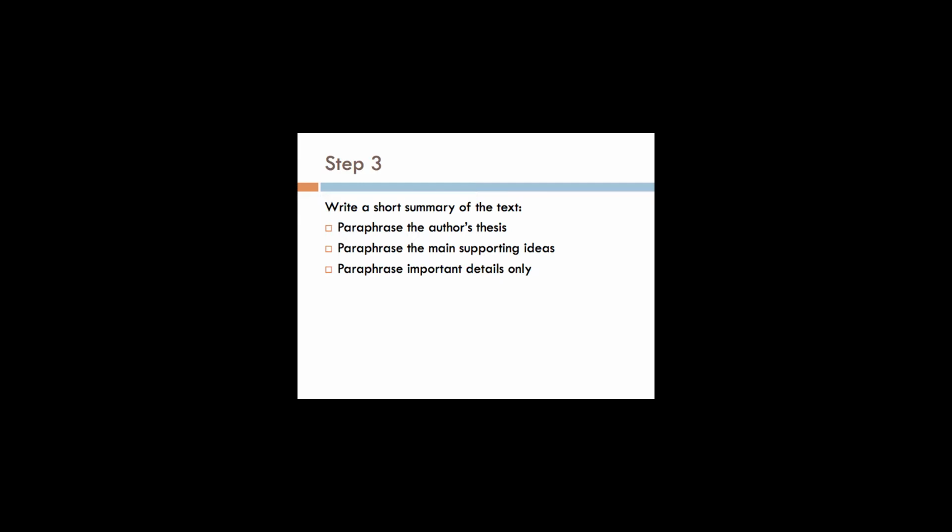Now that you've read the text twice and you've answered those questions, the third step is to write a very short summary of the text. Paraphrase the author's thesis. In other words, you still have to come up with the main idea.